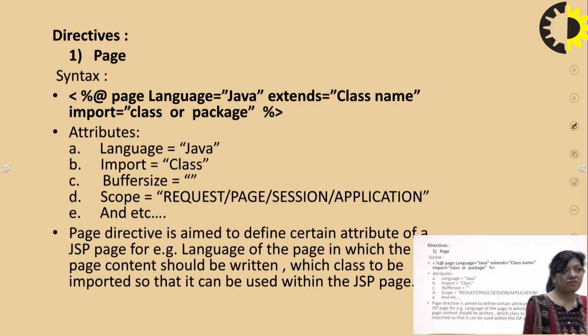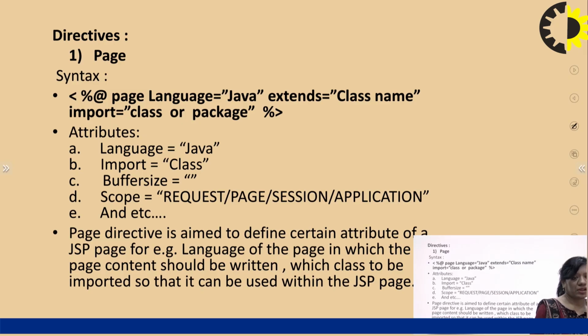First one, directive, we have page. So here we write language is Java, extend class name, and import, we will want to import class or package. The attributes of this are language, import, buffer size, scope: request, page, session or application. So the page directive is aimed to define certain attributes of a JSP page. For example, the language of the page in which the page content should be written, or which class to be imported so that it can be used with the JSP page.